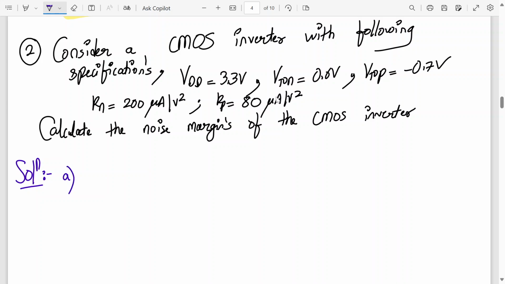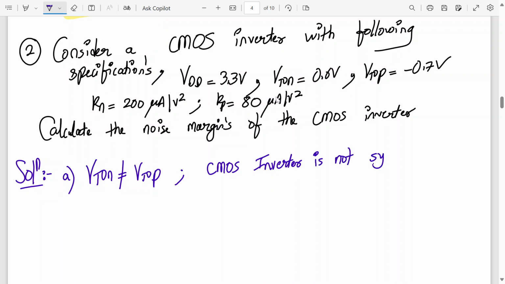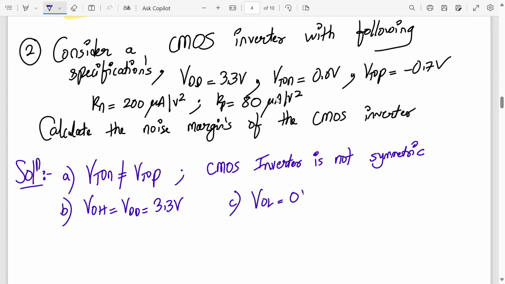Okay. So first, we'll determine whether it's a symmetric or an asymmetric CMOS inverter. So VTON is not equal to VTOP, correct? So the CMOS inverter is not symmetric. That means we have to restart with the original technique, the way we have done generalized. So VOH is VDD, which is 3.3 volt. Then we get VOL as 0 volt. Then you solve for VIL.